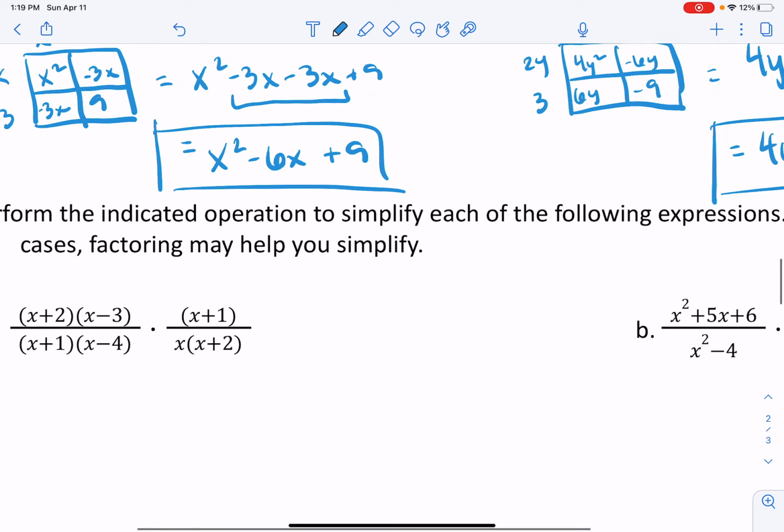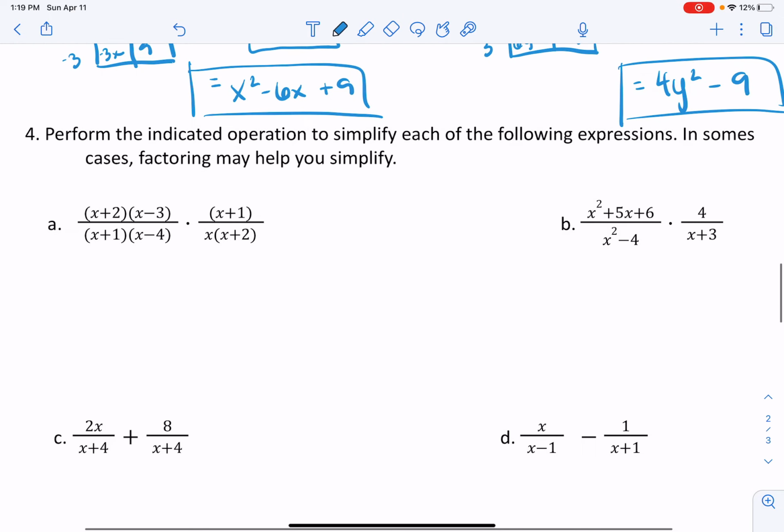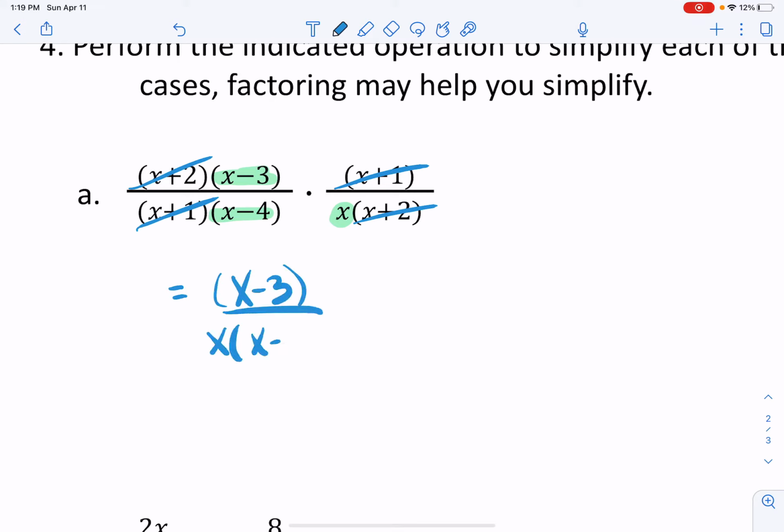Okay, a little bit more review and preview. It says perform the indicated operation to simplify each of the following expressions. In some cases, factoring may help. So here we're multiplying these two expressions, and if you remember what we learned a few weeks ago, we can start canceling. So like these x plus 2's cancel. Anything divided by itself is 1. These cancel because they're equal to 1. So it looks like we're left with this x minus 3 over x minus 4, and there's still that x there as well. So we've got x minus 3 on top, and then I'm going to put the x out front, x minus 4.